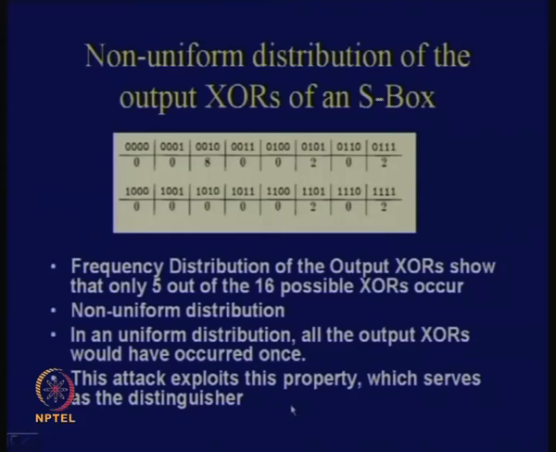This attack exploits this property, which serves as the distinguisher. So again you see that the first objective is to identify a proper distinguisher, and it has been proved historically that if you are able to find distinguishers, you can convert them into real life attacks. So the first objective of any cryptanalysis is to find distinguishers.